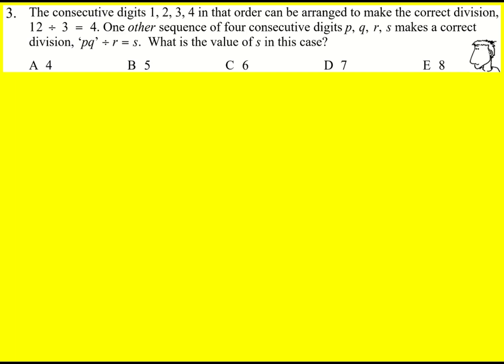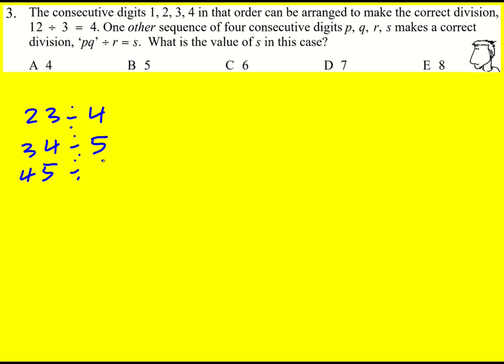Quickest way to do this question is to just try other sequences and see if it works. So the next one up, and notice that they have to be consecutive, would be 23 divided by 4. That clearly doesn't give 5. Then 34 divided by 5, that doesn't give 6. It's 6 and a bit.